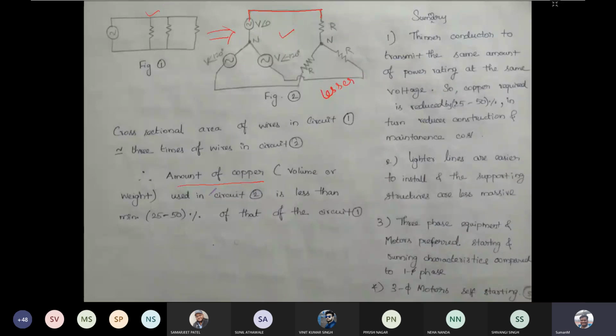So the copper usage reduction is done by nearly 25 to 50 percentage in the second circuit when compared to the first circuit. If you are using X amount of copper quantity for this particular single phase, then here the copper usage quantity has been reduced by X by 3. So this is also an added advantage of three phase.